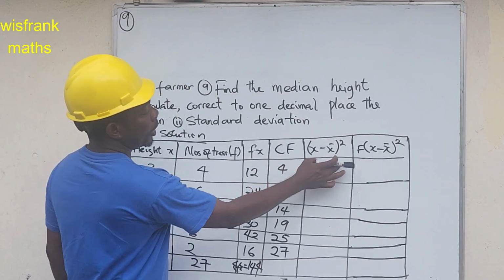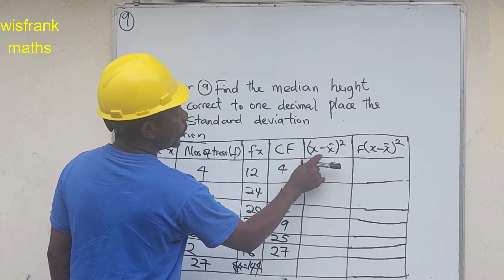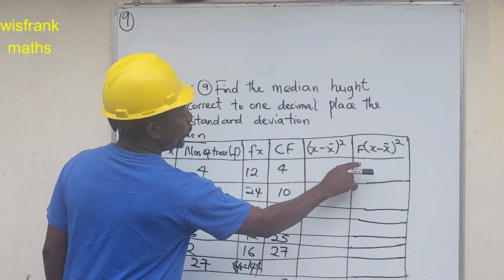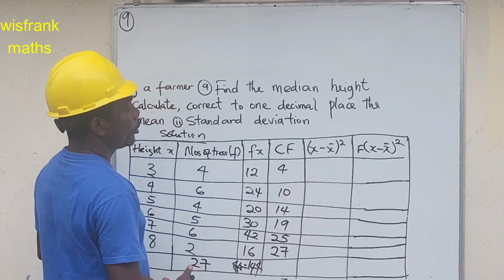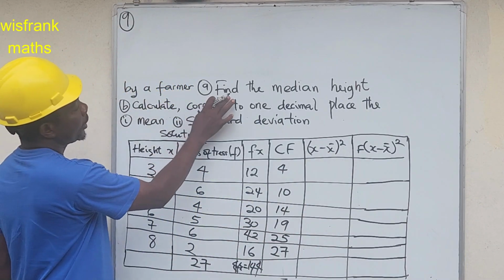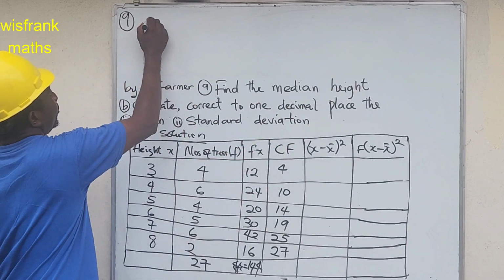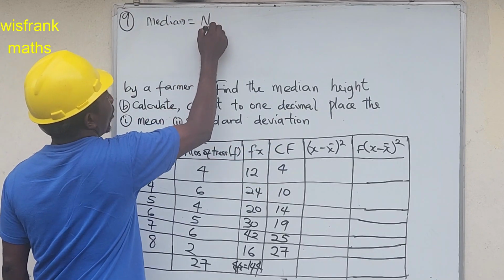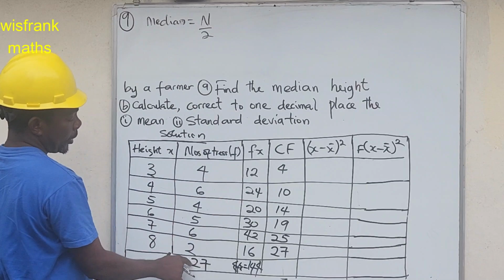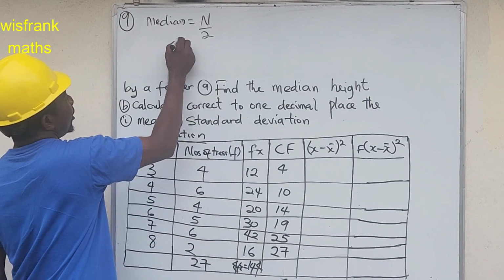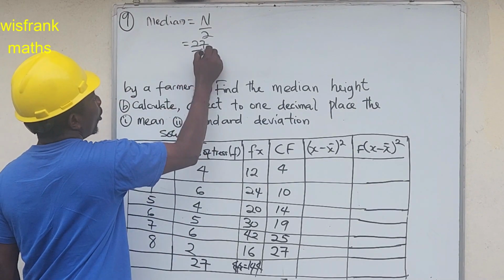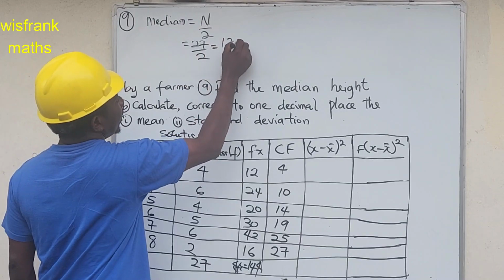These are the columns that we need to fill, but before we can fill them, we need to find the mean so that we'll be able to subtract. So for A, it says find the median height. The median position equals n over 2. Our n is the total number of trees, which is 27, so 27 over 2, which is the same thing as 13.5.